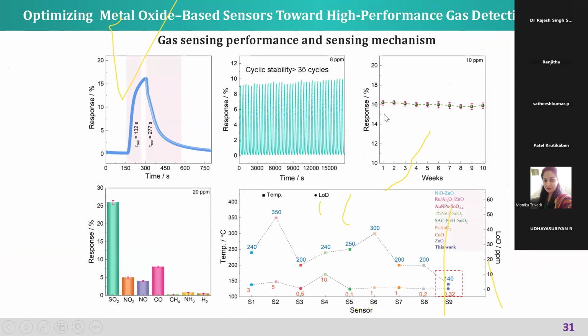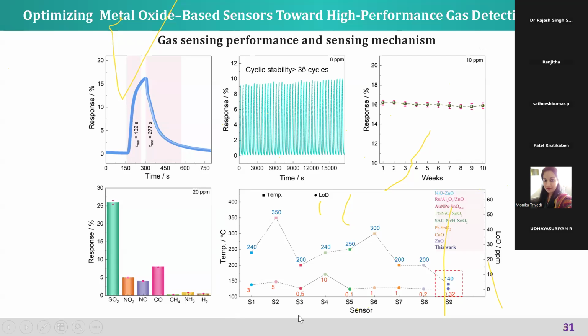If you see, the response time is 132 seconds and the recovery time is 277 seconds. And the cyclic stability, this is the long-term stability, and this is the selectivity. These are all the basic characterization for the gas sensors that I will do. I told you in the beginning.